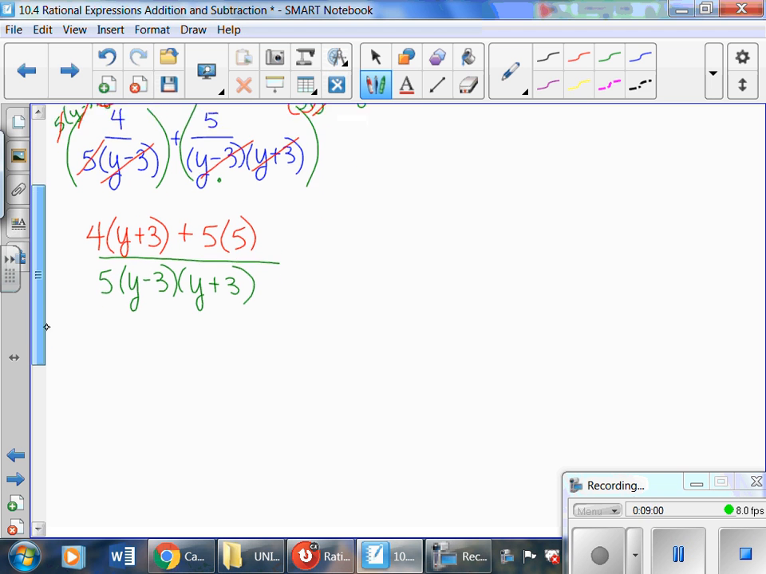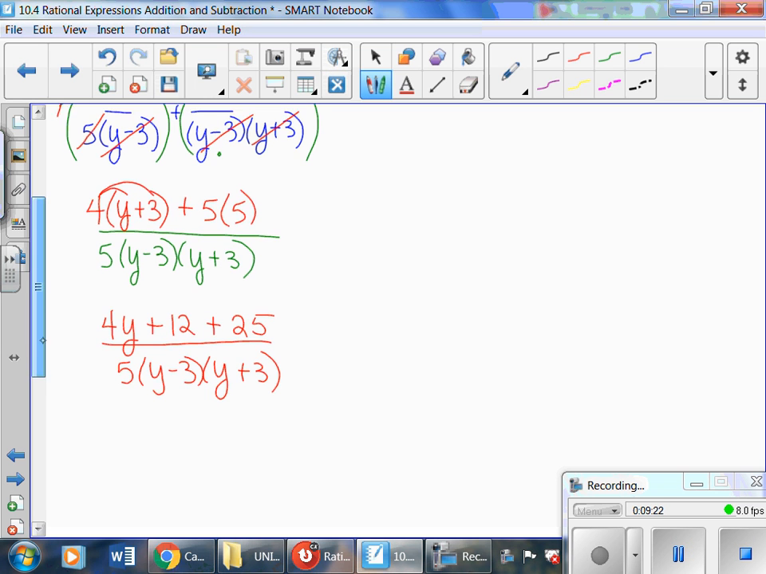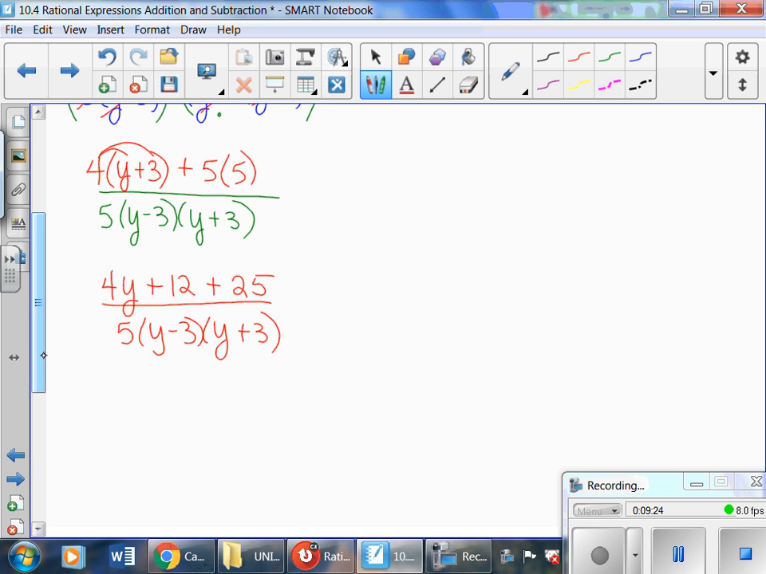All right, so now I'm going to simplify my numerator, and I'm going to redistribute this so I get 4y plus 12 plus 25 all over 5 y minus 3, y plus 3. And these take some room to do, so please make sure, once again, that you are taking the time and the room to do this. If you need extra space, go to Post-its, go to lined paper, go to wherever it is you need to go.